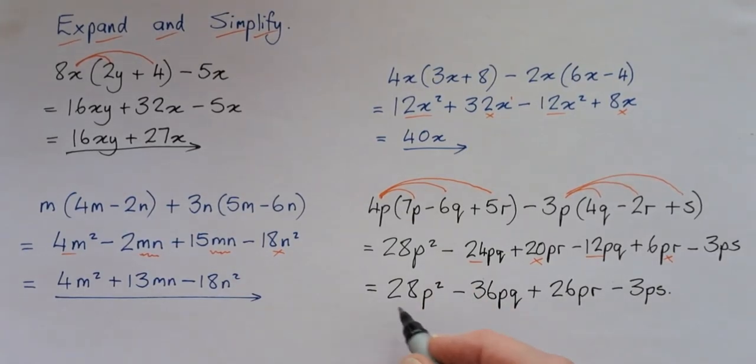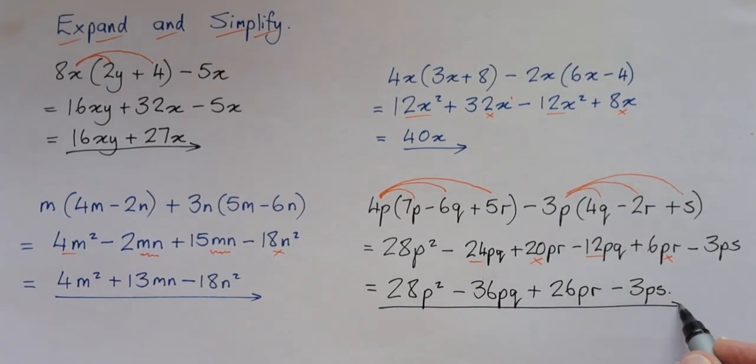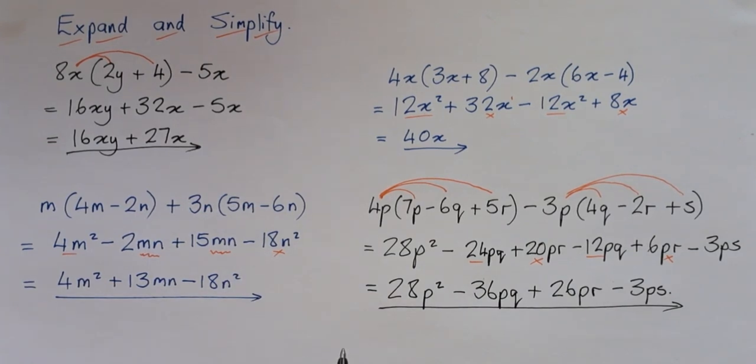So all sorts of things can happen in these types of examples. And the most important thing I want to bring to your attention today is the distributive law. As soon as there's a bracket, no matter how many terms are in the bracket, each term needs to be multiplied by the one outside.